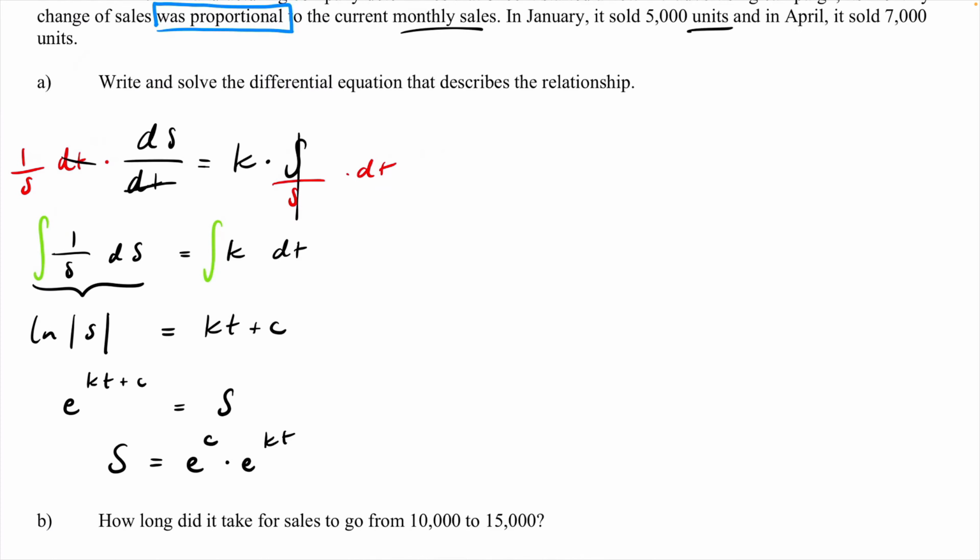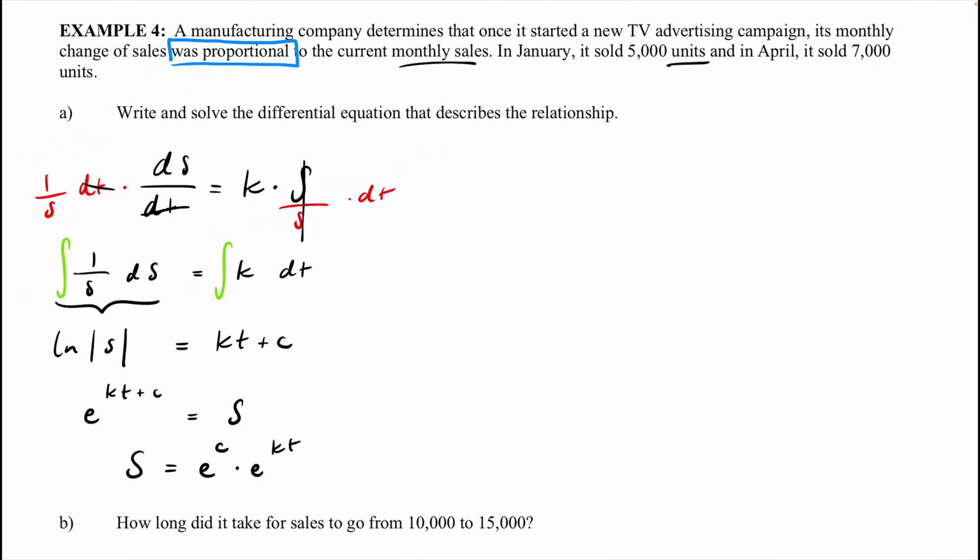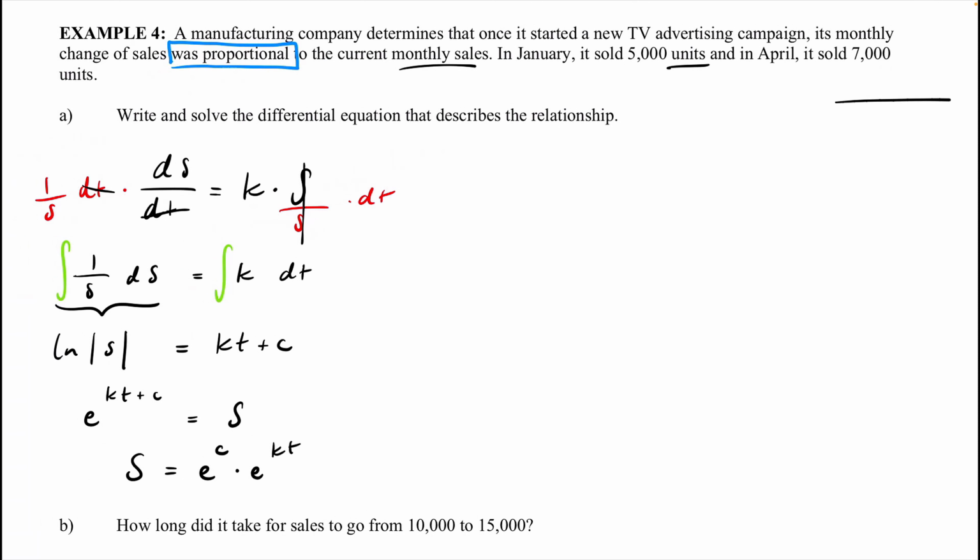So what do I got to do next? There's a couple things I could do next, but what's another step that I need to tackle? Plug in. Plug in what? Well, you should make a chart. Okay, table. Let's do that. Definitely important. Make a table. Okay. T and sales.